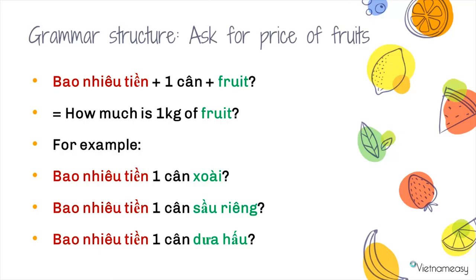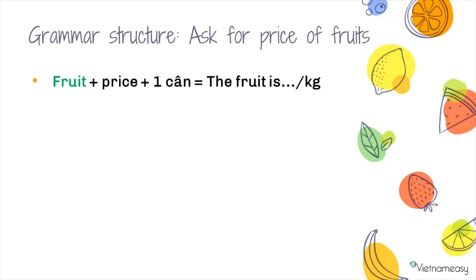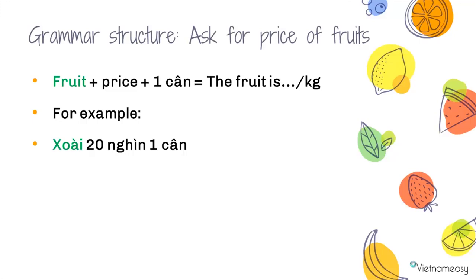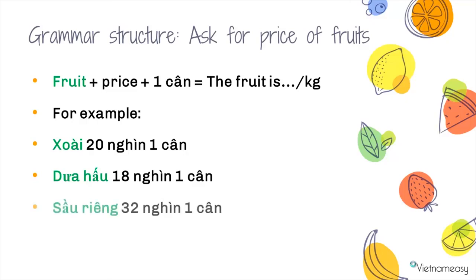And to answer this question, we have fruit plus the price plus một cân. This one means the fruit is the amount of money per kilogram. For example, xoài 20,000 một cân, dưa hấu 18,000 một cân, sầu riêng 32,000 một cân. So we have 20,000, 18,000, 32,000. This one means the price.